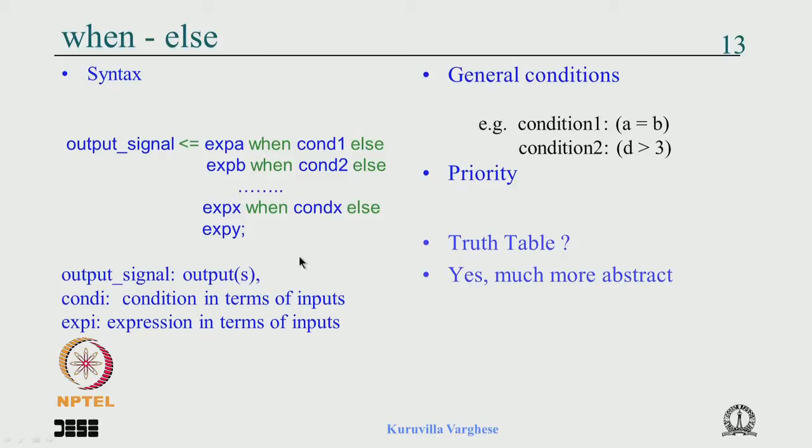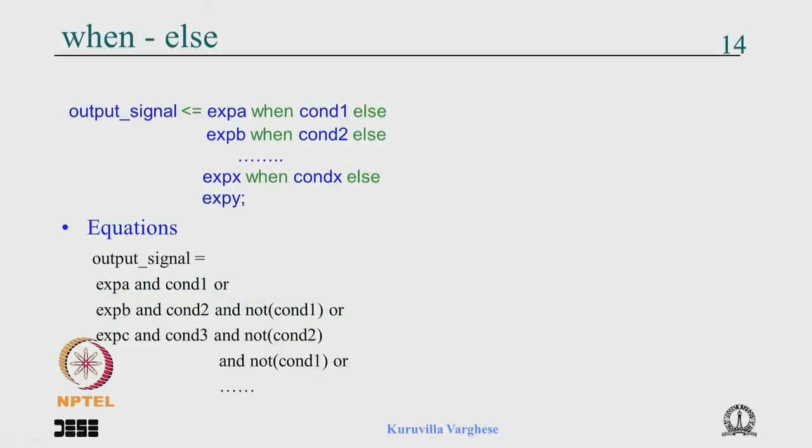So let us look at how the equations are derived for the combinational circuit from this syntax. Again, I am not putting down some signal, so it is still a little abstract. You have an output signal: expression A when condition 1, else expression B when condition 2, else expression C when condition 3, and so on. So the equation comes like this: output signal is expression A and condition 1. When I say 'and condition 1', it means working out all the product terms of condition 1. It can expand into multiple product terms, like D greater than C, and there could be product terms in terms of D and C, and so on.